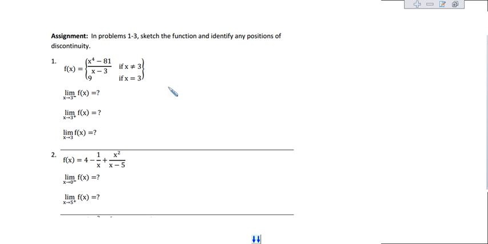Alright, let's take a look a little further at some of our assignment here from today, Wednesday. This is lesson 1.5, and we'll look at a few problems here, and hopefully this will help you as you're doing your homework tonight. Problems 1 through 3, they want us to sketch the function and identify any possible points of discontinuity.